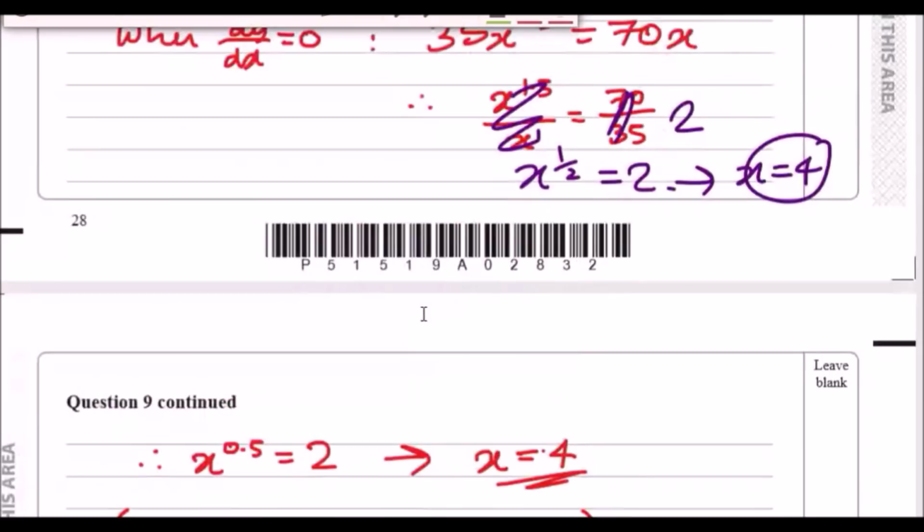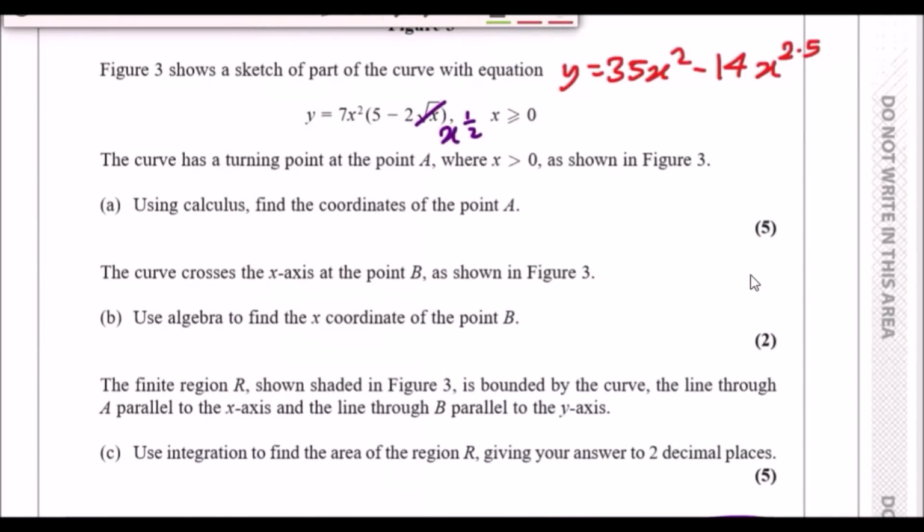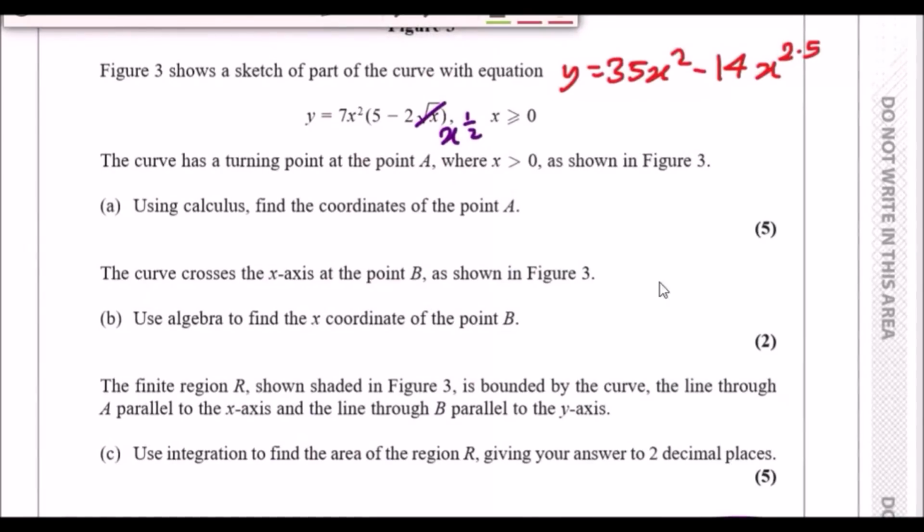So yes, I'll be honest, there's not really much hard things here. It's only 2 marks, that's 5 marks. These are easy marks, okay? Now, finally, here comes the big boss.